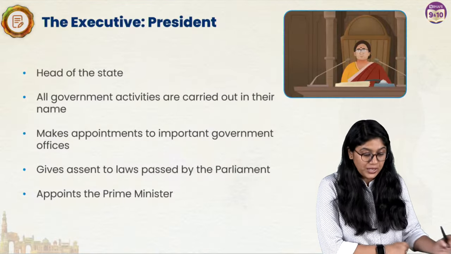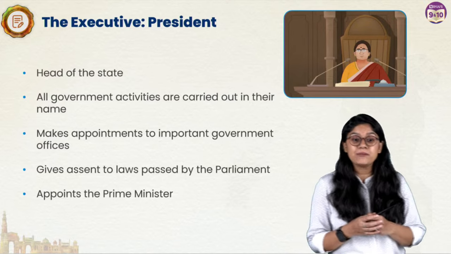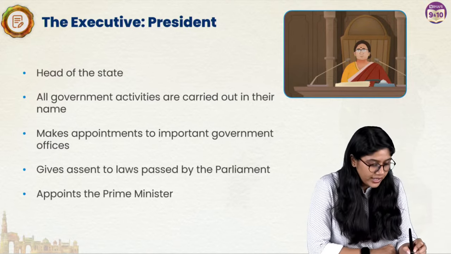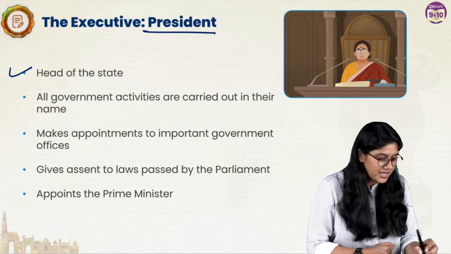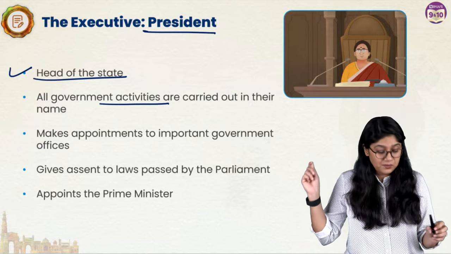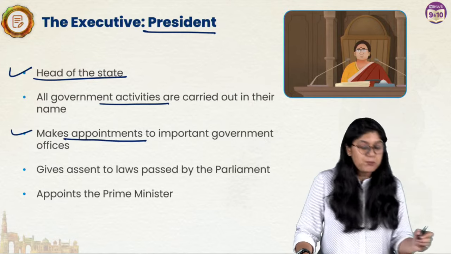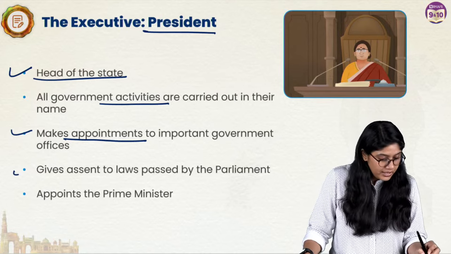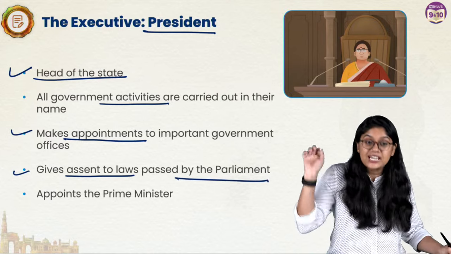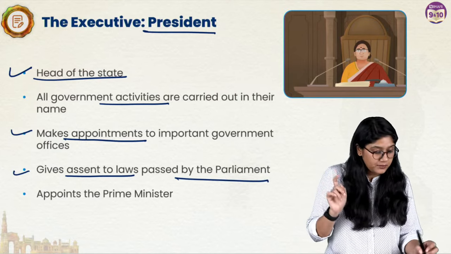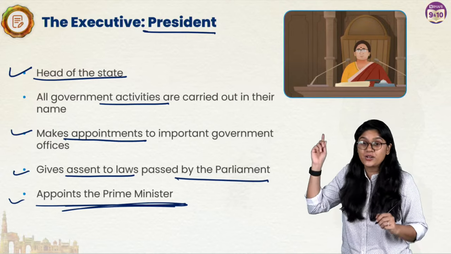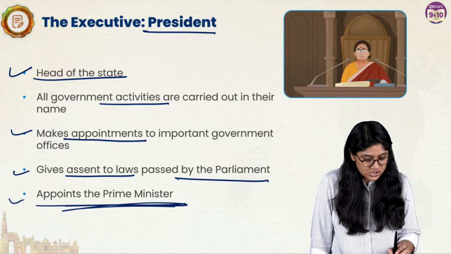Good. So we are done talking about the Prime Minister. Let's talk about the President. The President is the head of the state. All the government activities are carried out in the President's name. The President makes appointments to important government offices, gives assent to laws passed by the Parliament, and signs the laws passed by the Parliament. The President also appoints the Prime Minister. Very, very important thing.